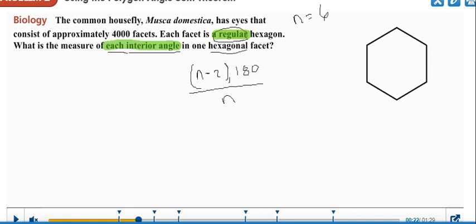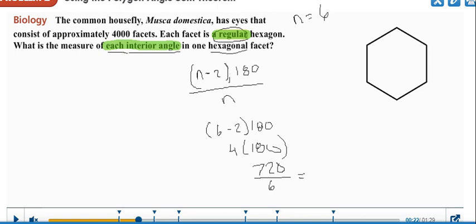So now I know that there are 6 sides, so I'm just going to plug this in. I get 6 minus 2 times 180, so this is going to be 4 times 180. I've got my calculator right here. 4 times 180 is going to be 720. That is the whole sum. But if I wanted to find each angle, I would divide this by how many sides there are, and there are 6 sides.